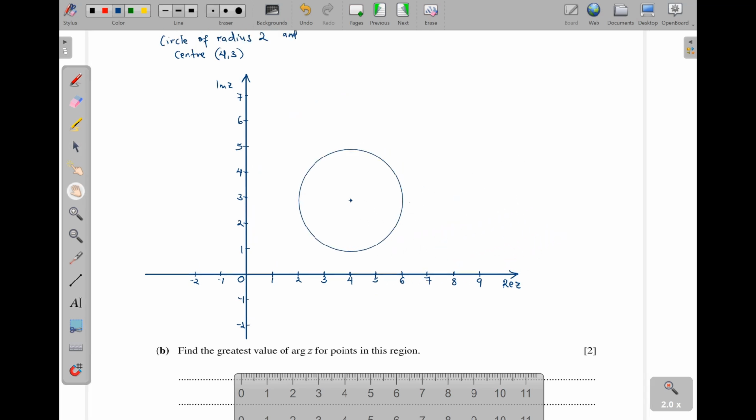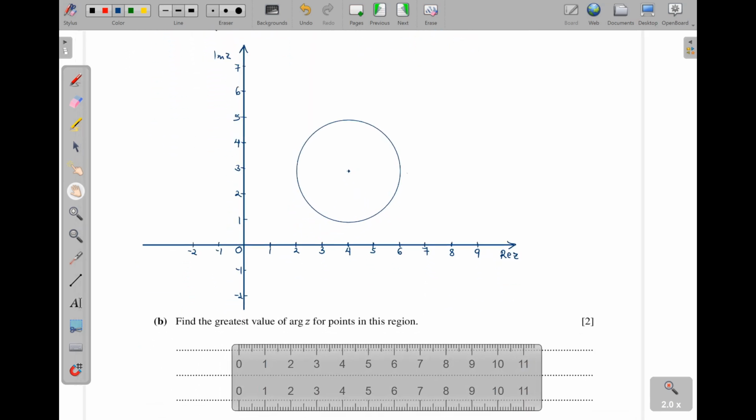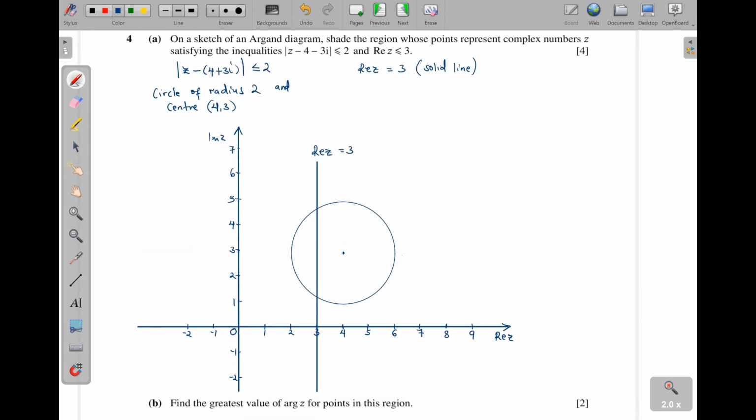And then the other one is real of z is equal to 3. That has to be vertical like that. And this one, I can label it as real of z equal to 3. Now, we want a region that is inside the circle and on the circumference.